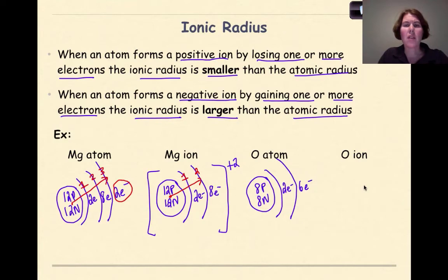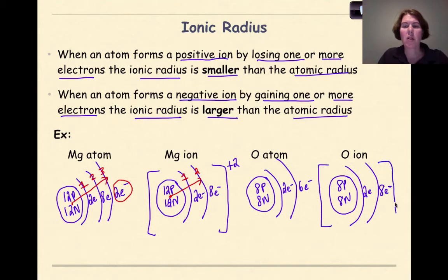So if we were to draw the ionic radius here, it'd be 8 protons, 8 neutrons in the nucleus. But now my electron configuration would be 2 electrons and then 8 electrons. Now here's the thing, because when I look at this, the number of protons is 8, the number of electrons is 10. I have a charged particle here, a negative ion, overall charge is minus 2.